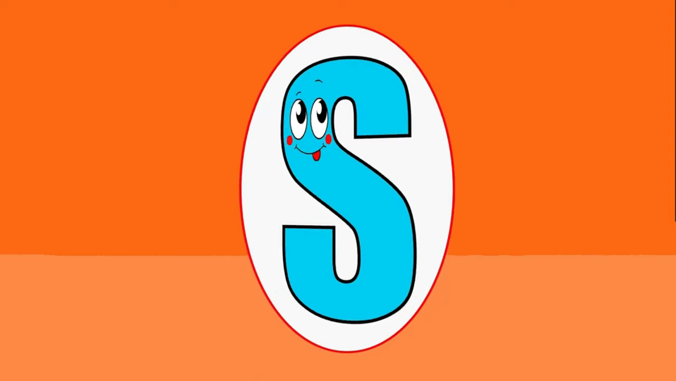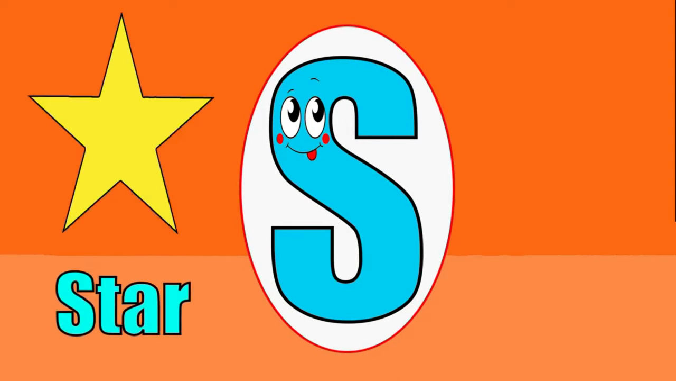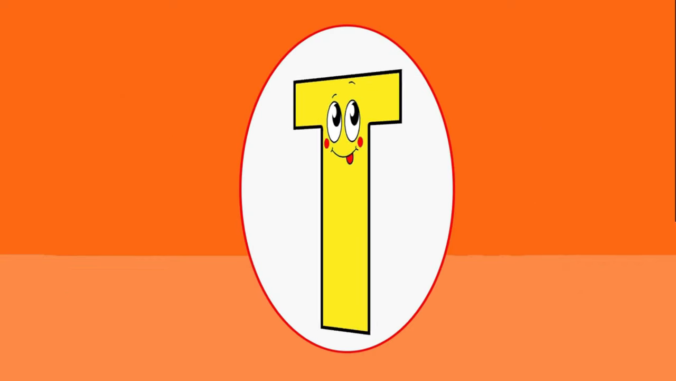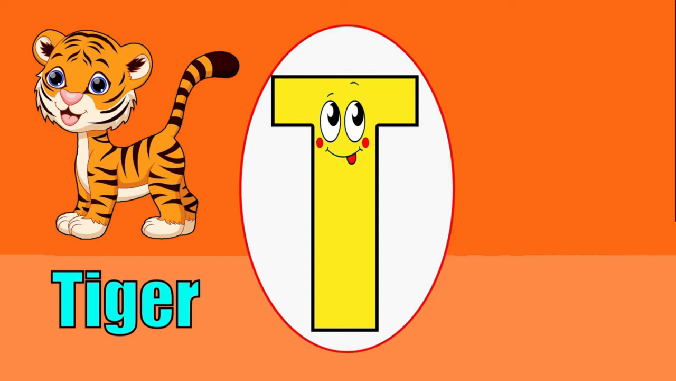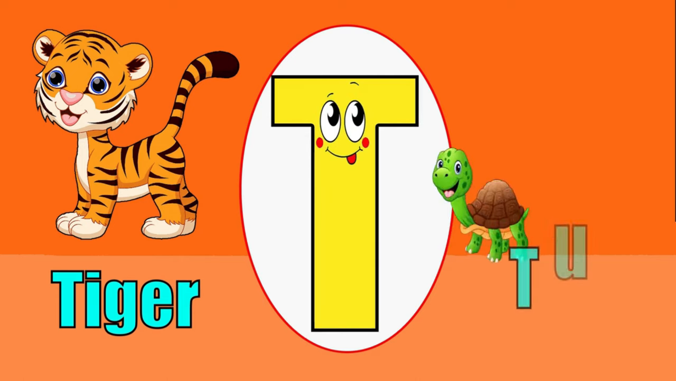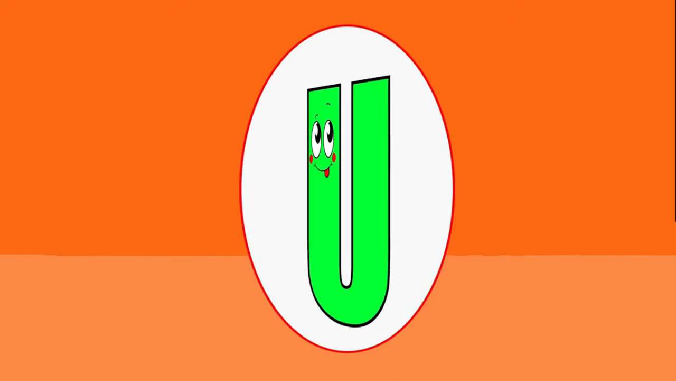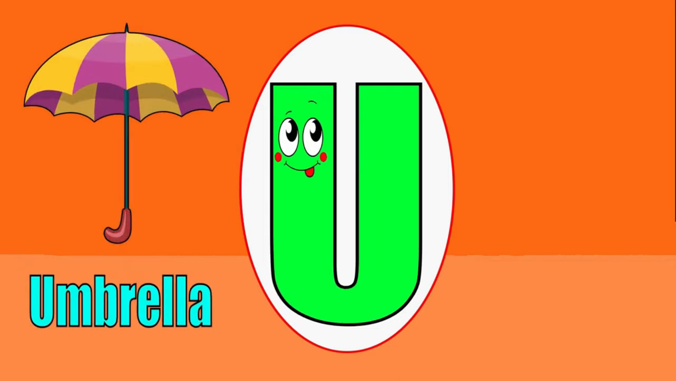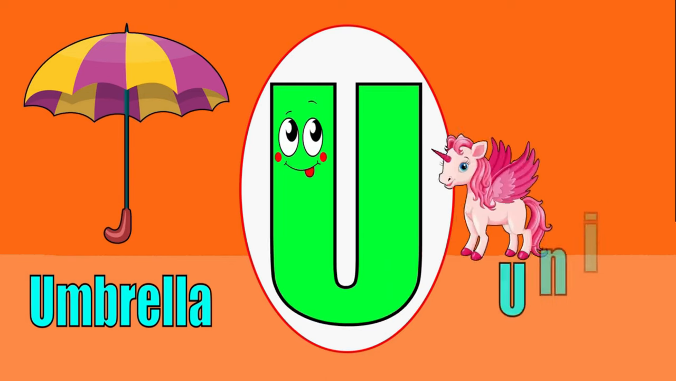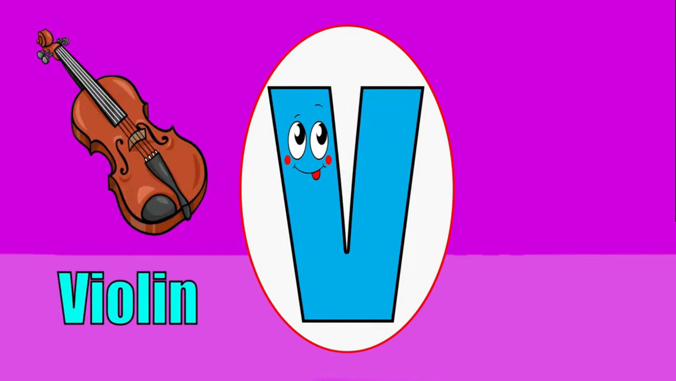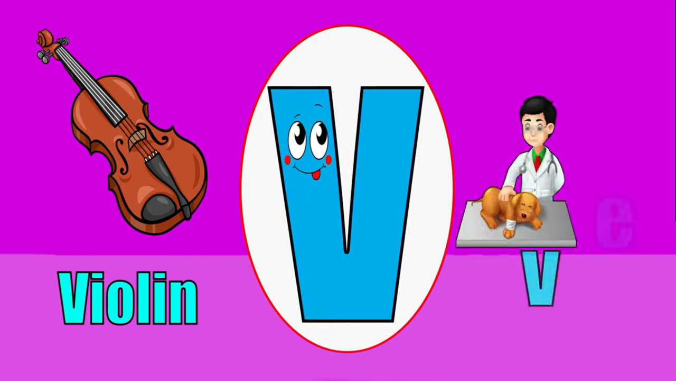S. S is for star. S is for sun. T. T is for tiger. T is for turtle. U. U is for umbrella. U is for unicorn. V. V is for violin. V is for vet.